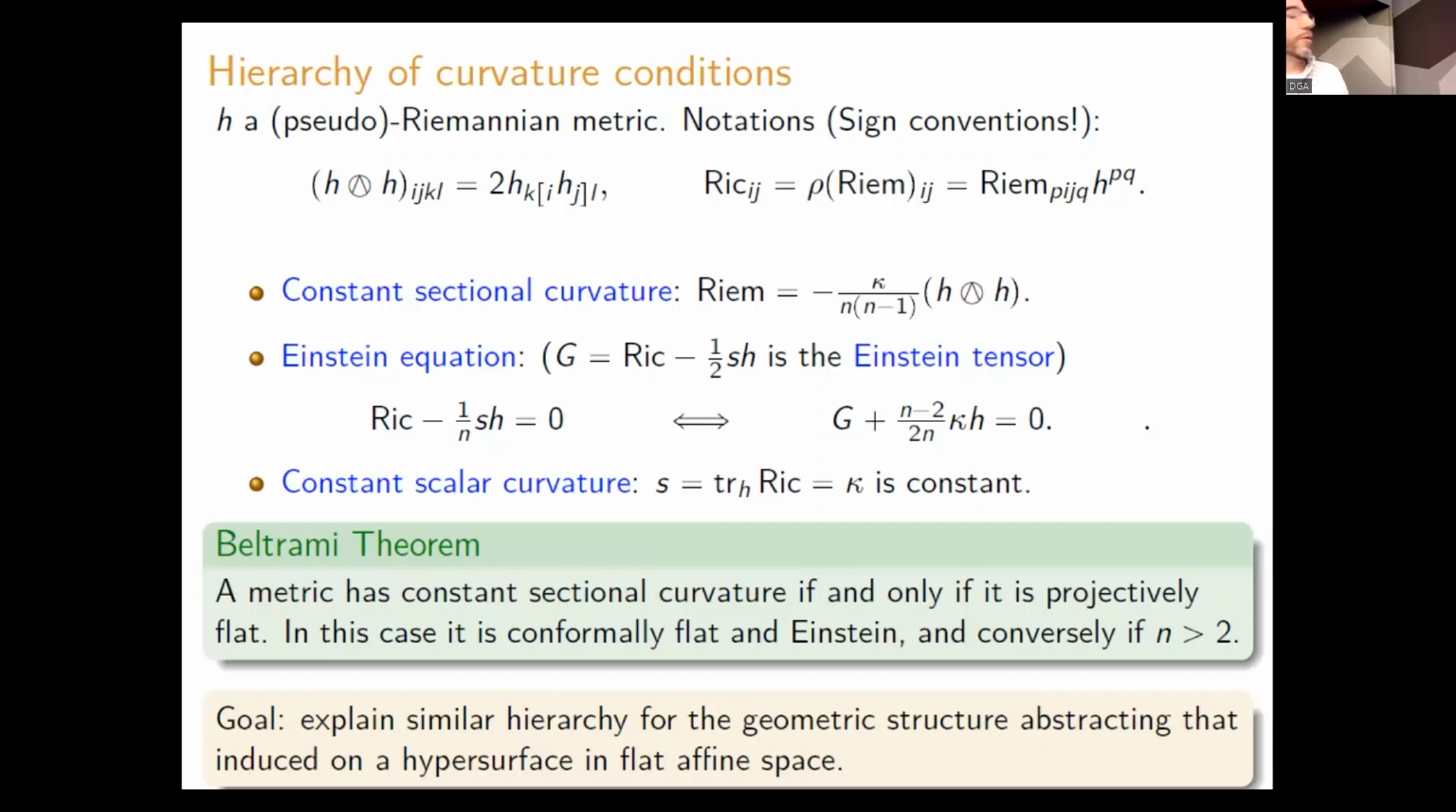The other comment I want to make is that I want to think in this talk of constant sectional curvature as projective flatness of the Levi-Civita connection of the metric. That's justified by the classical Beltrami theorem, which tells me that a pseudo-Riemannian metric has constant sectional curvature if and only if its Levi-Civita connection is projectively flat. And I'll just remind you what projectively flat means.